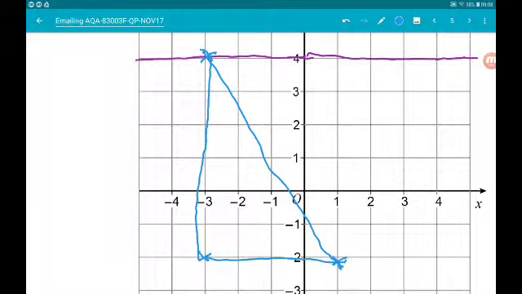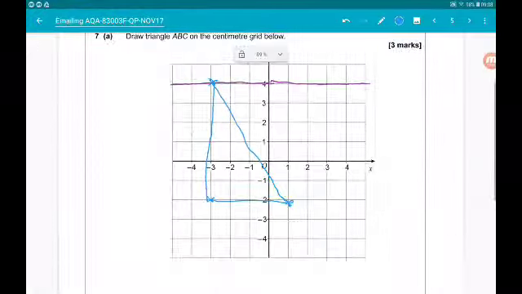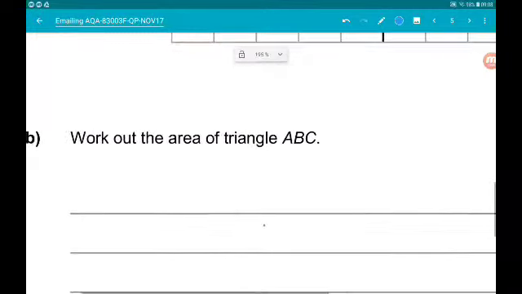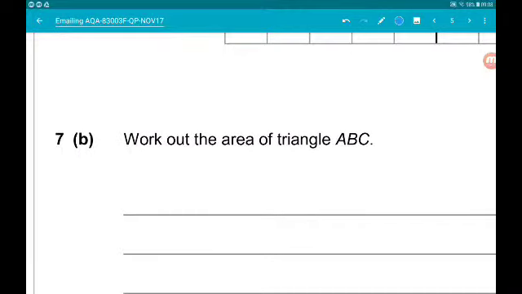There though is our triangle. As I say though, make sure you use a ruler in the real thing. Okay then, 7b wants us to work out the area of triangle ABC.